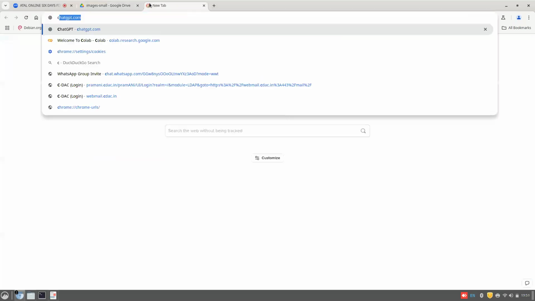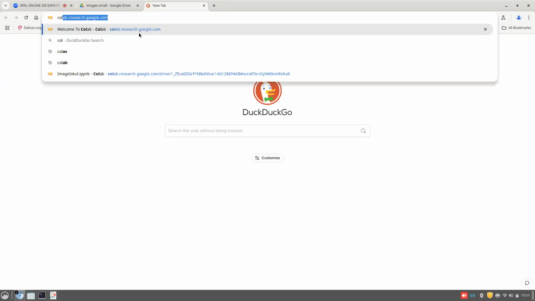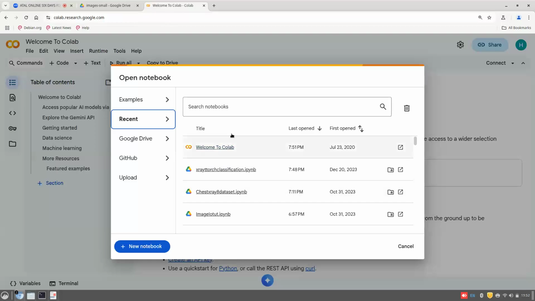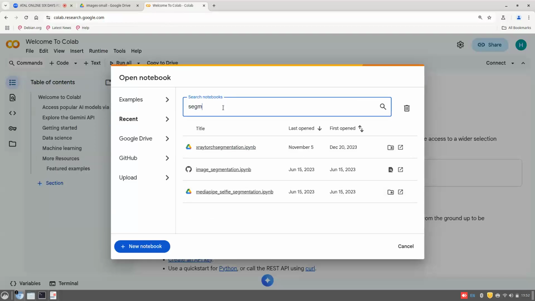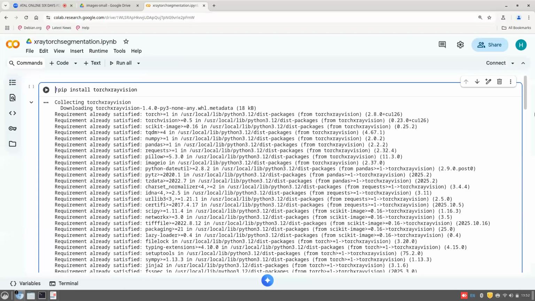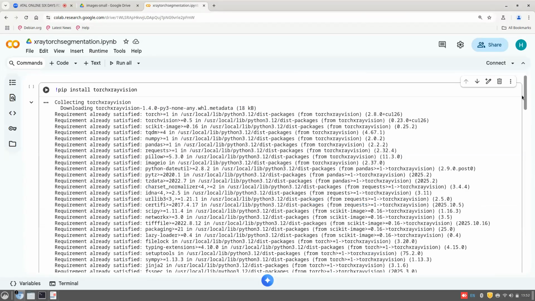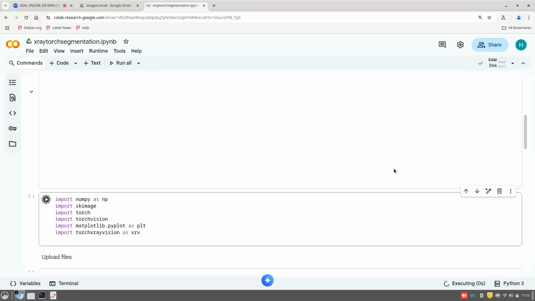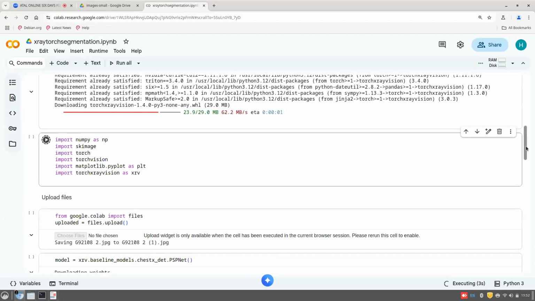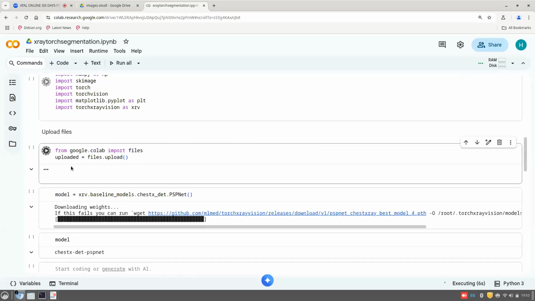And for the testing phase, not only is it used for classification problems, we can also use these neural networks for segmentation problems as well. One such example where Torch X-ray Vision is used for a segmentation problem is here. Again, I'm uploading my input file.